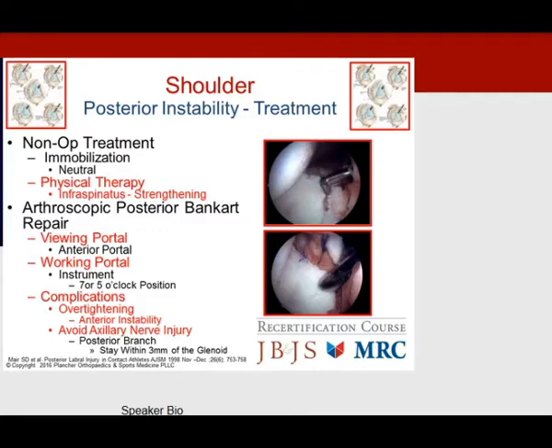And if you proceed with operative intervention, an arthroscopic posterior Bankart repair can be done with a viewing portal anteriorly and a working portal down at 7 or 5 o'clock. Beware not to over-tighten so that we don't create anterior instability, and as always, avoid the axillary nerve, that posterior branch that stays within 3 millimeters of the glenoid.